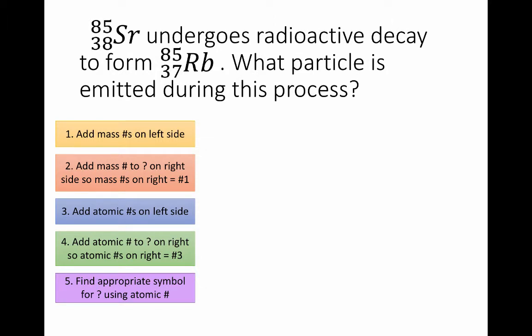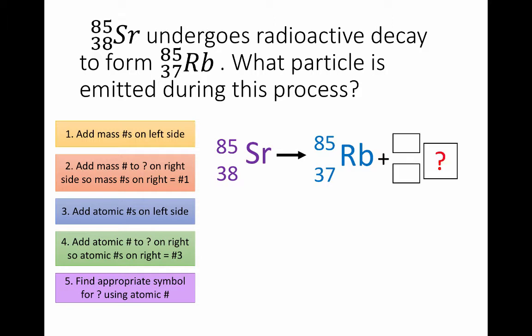Here's a different sort of balancing problem. Here we're given an isotope that undergoes radioactive decay and forms another isotope. When it undergoes that decay, it's going to also put out a small particle. What is that particle? So here's our strontium-85 that creates rubidium-85. This is something that we geochemists use to help date rocks, so it's a very useful radioactive decay. It also creates some particle. So what is that particle?